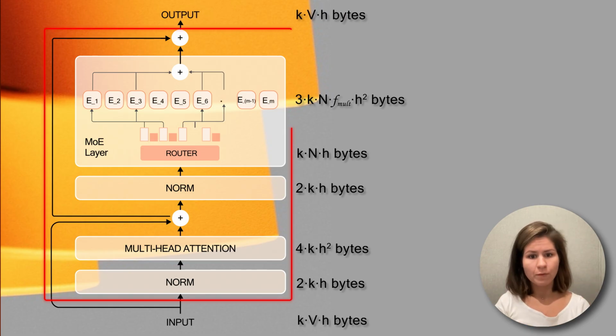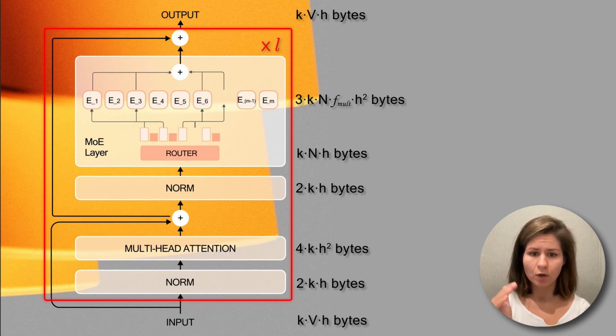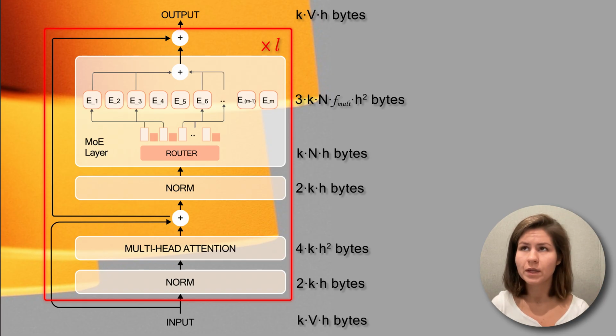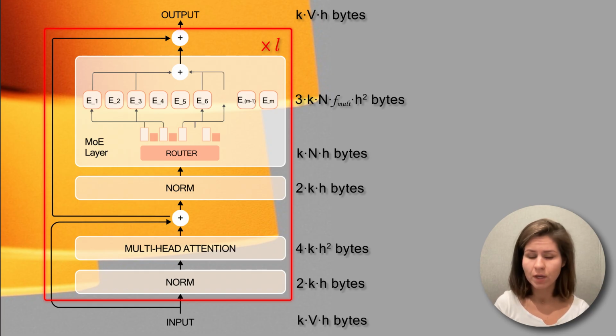Now you can sum up your bytes for a decoder block. That one doesn't include input and output embedding. You multiply that by number of layers, then add your input and output embedding storage requirements. Overall, this is how much storage you require to store model weights.